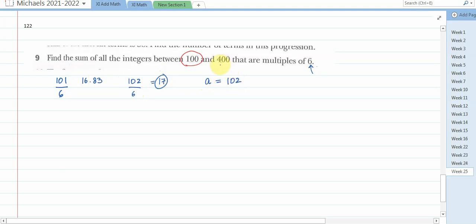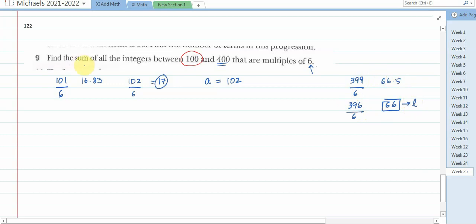Similarly, for the last value, it's 400, which is not divisible by 6. So let me start from 399 divided by 6. So 399 divided by 6, that is 66.5, not an integer. I can do 396 divided by 6. 396 divided by 6, that is 66. So the last term we have, it's 396.